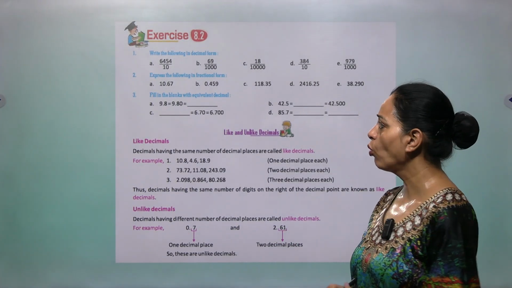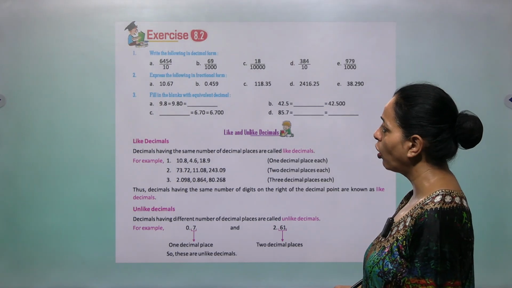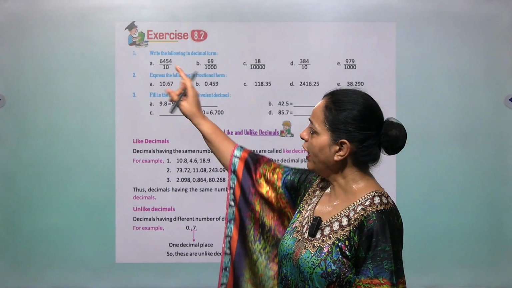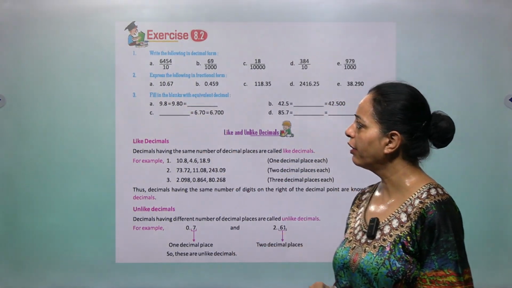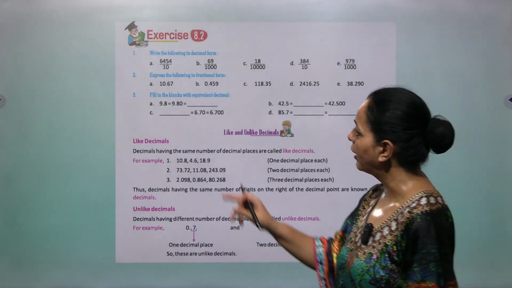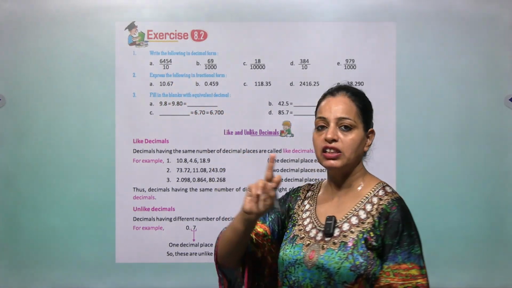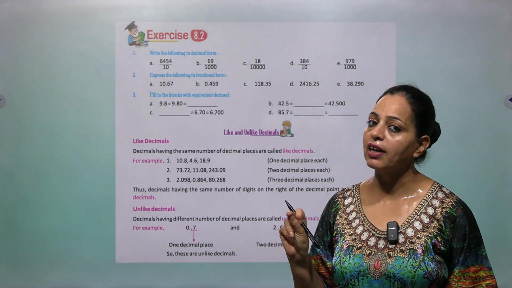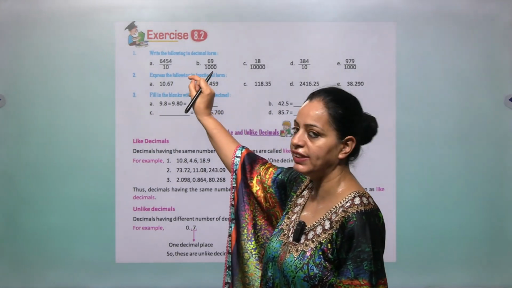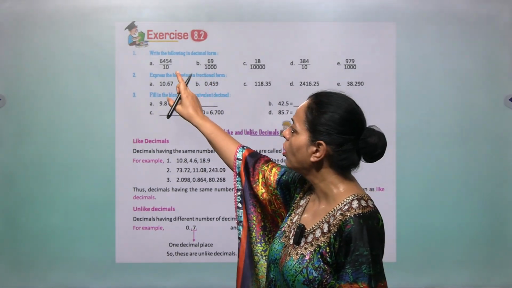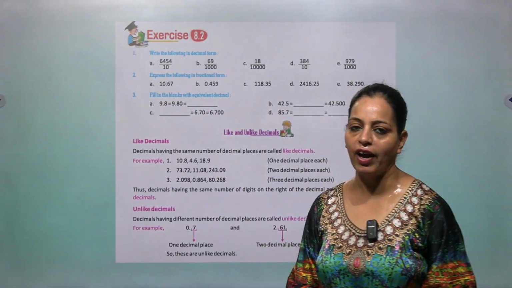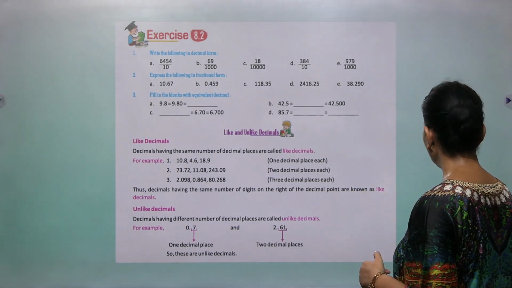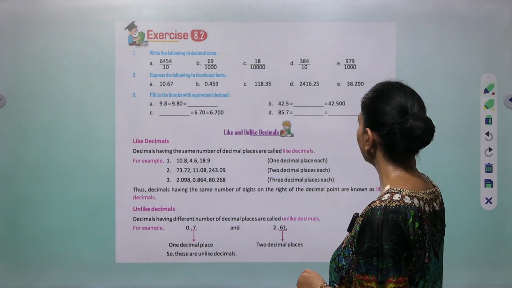Now exercise 8.2, question number 1. Write the following in decimal form. A part, 6454/10. A part में नीचे 10 है, तो आप decimal कहाँ लगा देंगे? Before 1 digit from the unit place. So you will get 645.4.